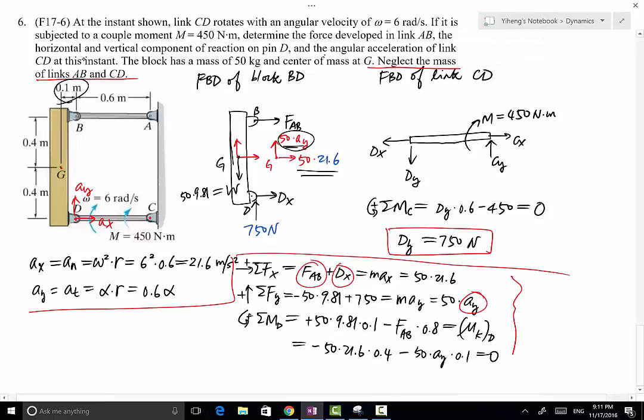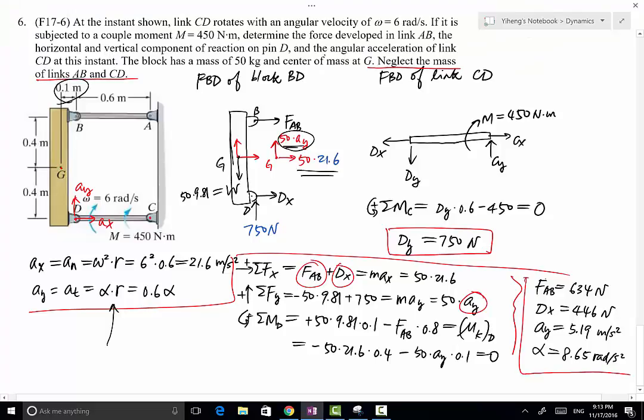Therefore, we have FAB equals 634 Newton, Dx equals 446 Newton, Ay equals 5.19 meter per second squared. And then if we know Ay, substitute it into this equation to solve for alpha, and alpha equals 8.65 radian per second squared. That's the angular acceleration of the link CD. So now we have solved for everything that we were asked to solve for.